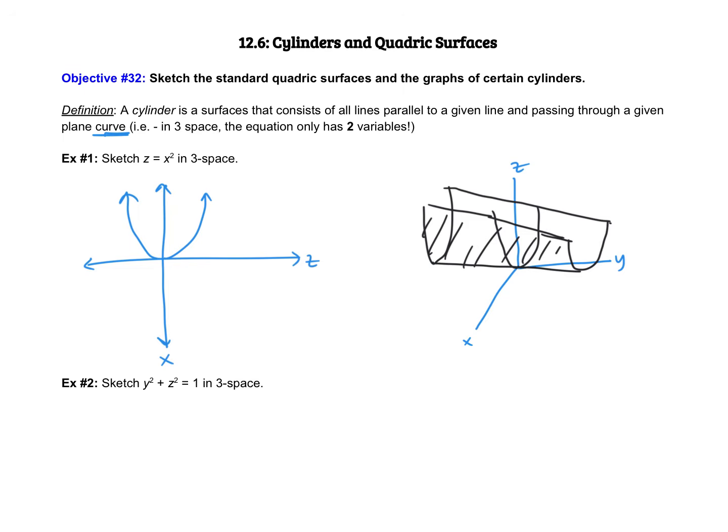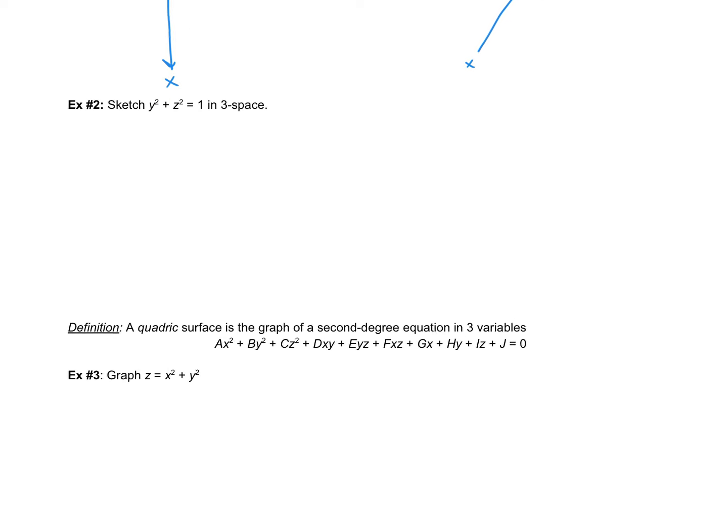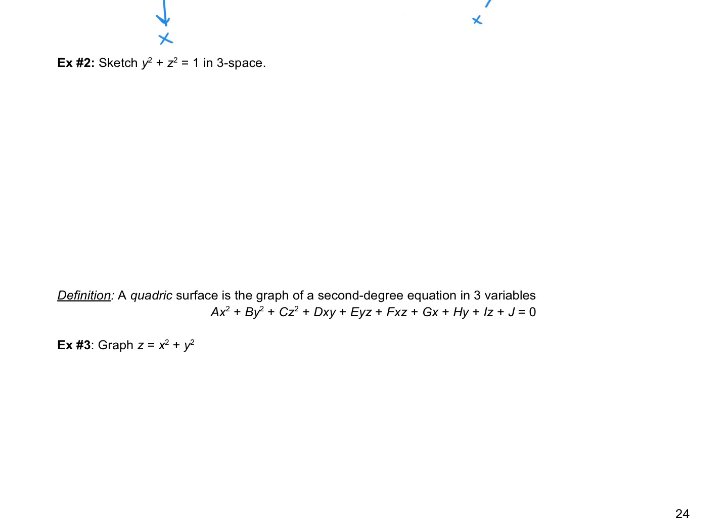Let's try another one and see if my drawing gets any better in example 2. So in example 2, we are sketching y squared plus z squared equals 1 in 3-space. So again, I would suggest that you start in 2-space. So if we do this as y versus z, or you can flip them, it doesn't matter, you're going to get a circle that has a radius of 1. Okay, so what that means in 3-space then is no matter the value of x, we're always going to have this circle with radius of 1.